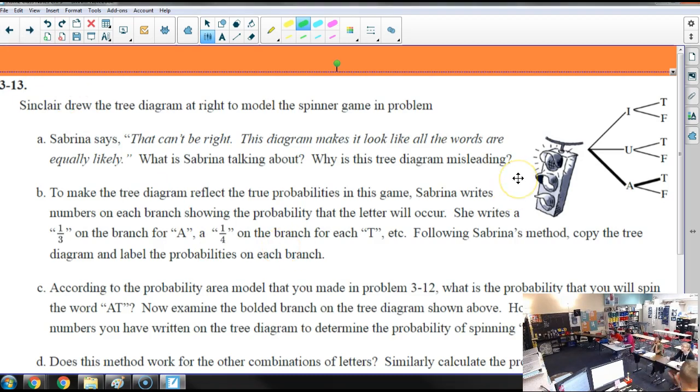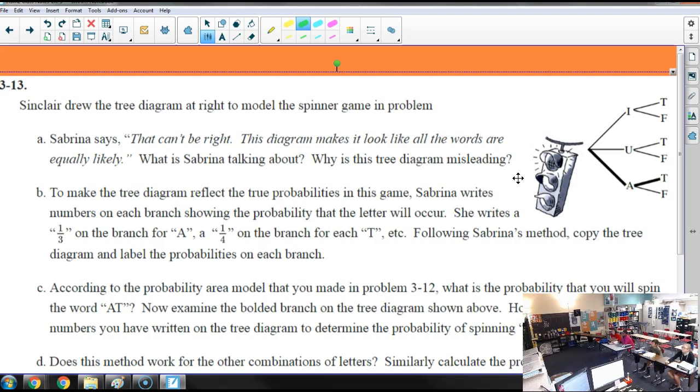Sinclair drew this tree diagram, which is another way. What if she didn't show the probabilities? She did all the various letters. All we need to do is put the probability. Why did she bold that path? Because that's the path that works. She doesn't think it's a word, you guys. Look at part C.